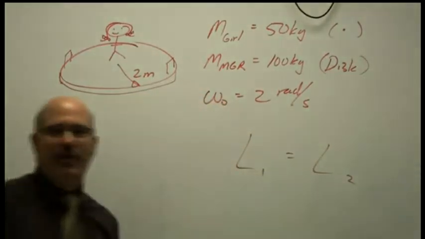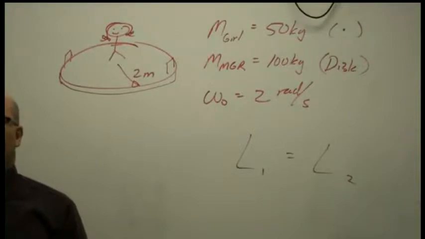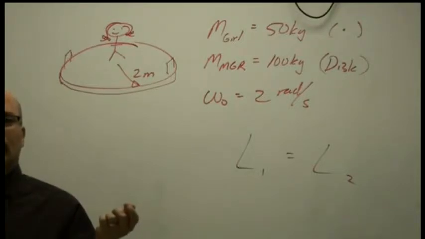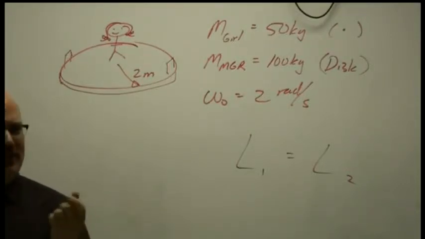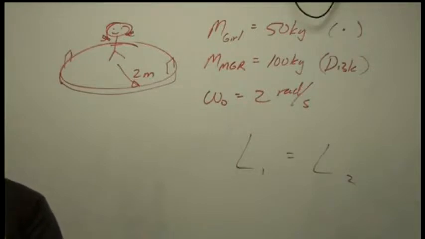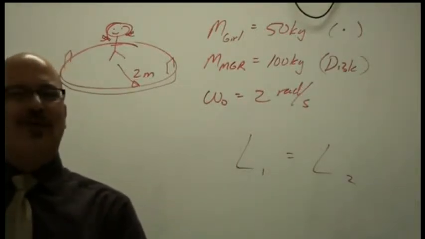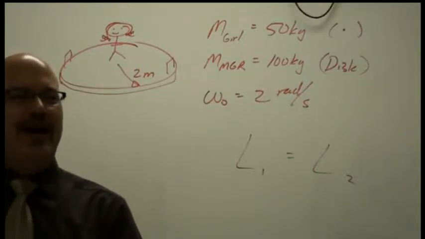Wait a minute. Will angular momentum be conserved? Yes. Are there any outside forces on the merry-go-round? Friction. No, there's no friction. We're in physics. There's no friction. We'll assume that it's a well-maintained merry-go-round with very little friction.